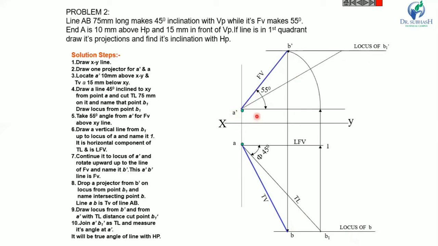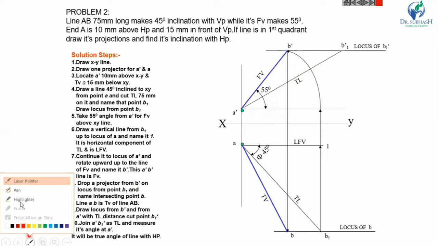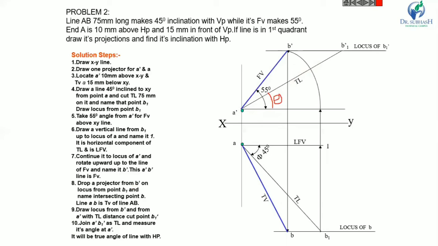Now from A dash, draw a line of 75 mm length. It will intersect this locus at a point B1 dash. So this is the true length, and the inclination of this true length is theta. So you have to measure this angle. This angle is theta, and it is our answer, the inclination with HP.